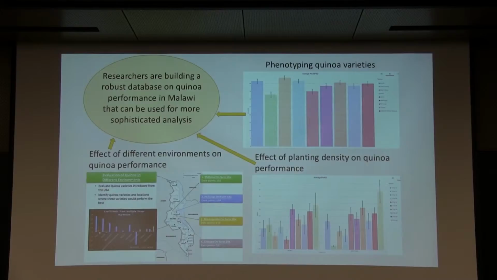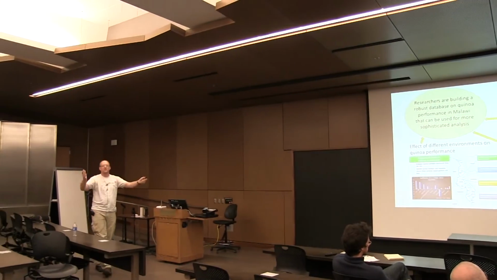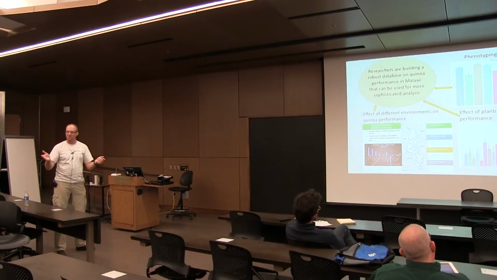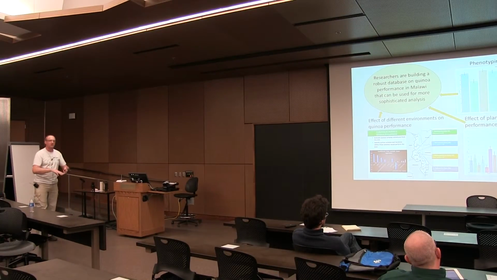And in a couple of years, we'll be able to put all this data together and we'll be able to say, okay, now huge database, 20, 30, 50,000 data points, everything you could possibly want to know about quinoa in Malawi. We'll know where it happened, we'll know when it happened, we'll know the environmental context, and we can do this big data analysis that Dave was talking about earlier.